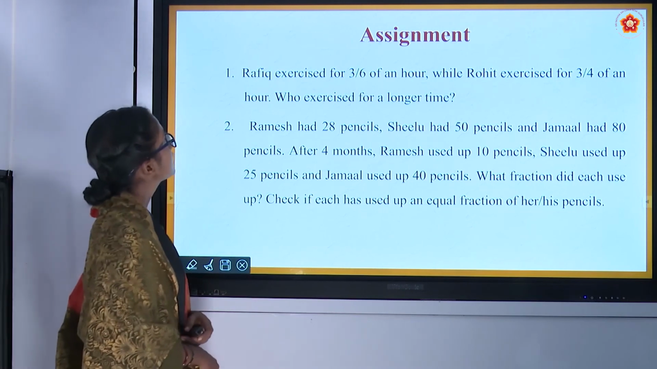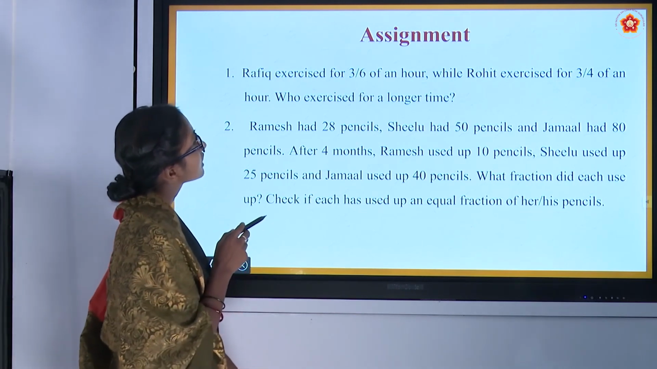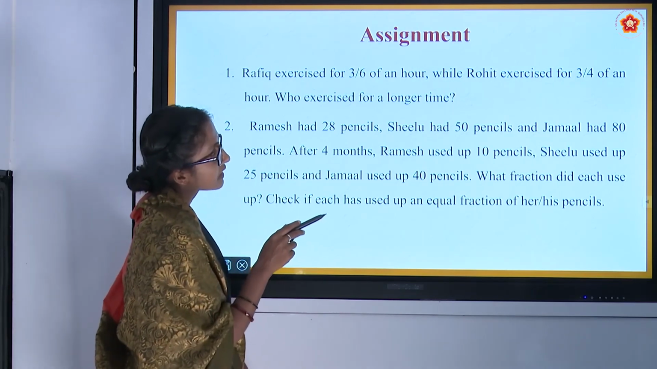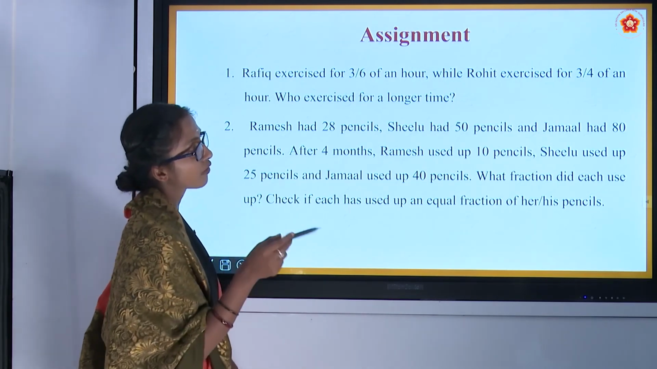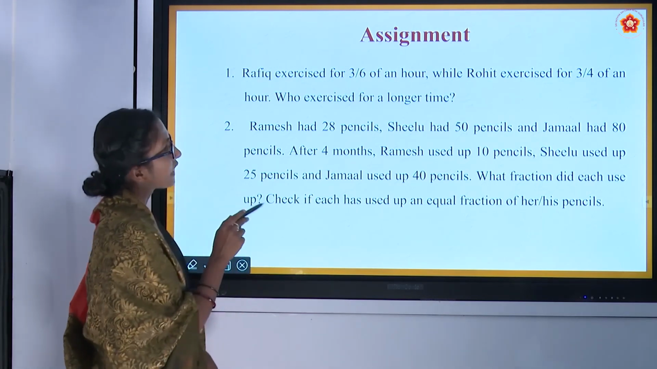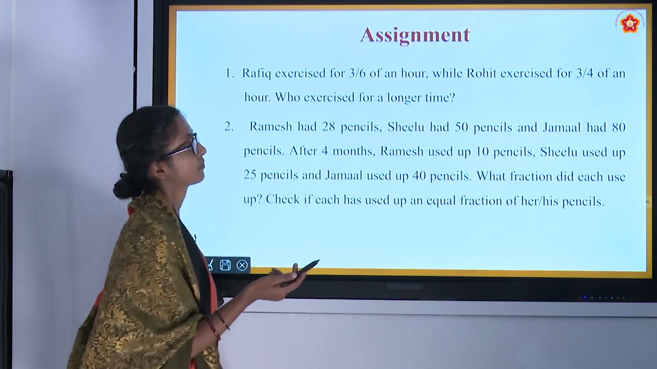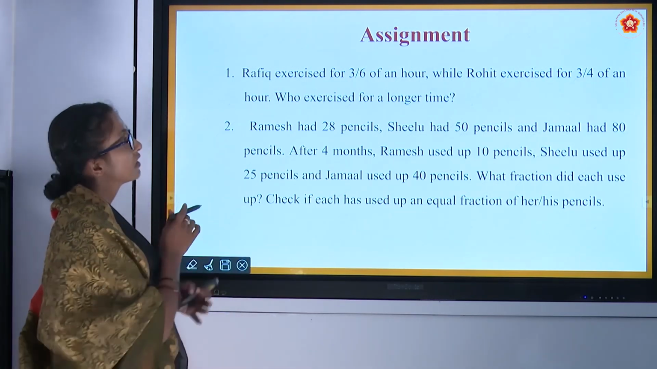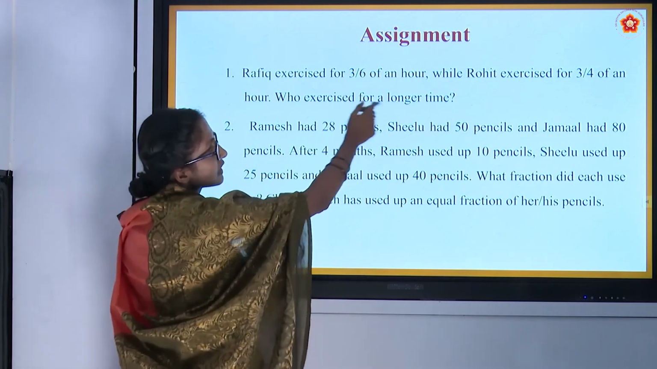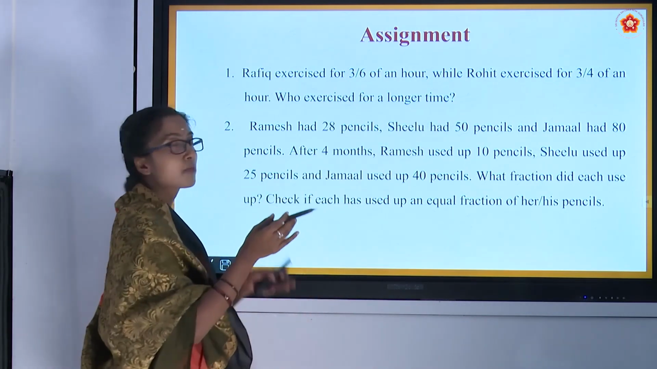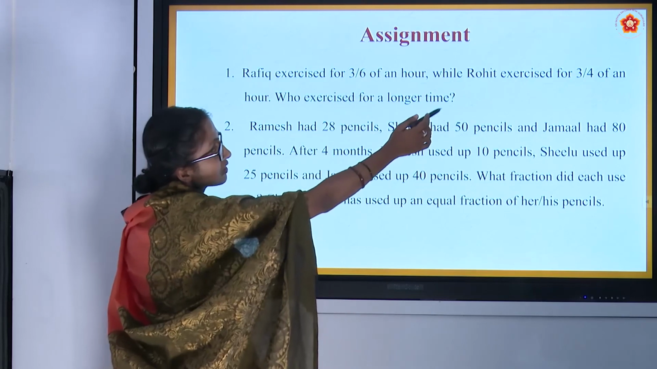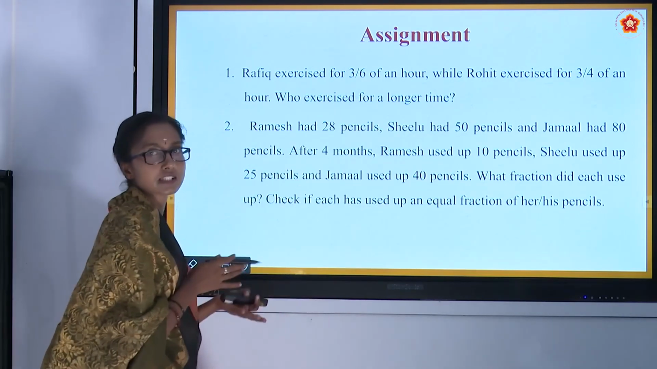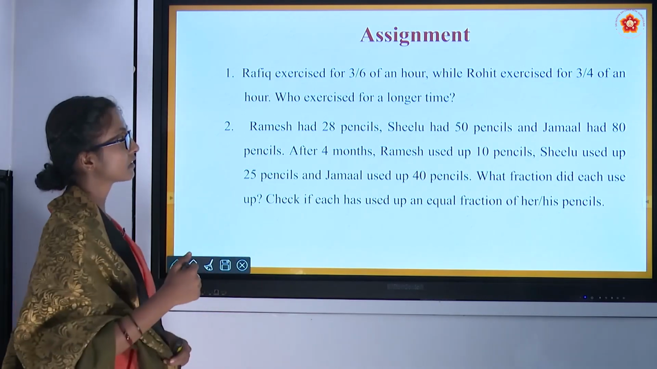Let's go to the assignment. Rafiq exercised for 3 by 6th of an hour, while Rohit exercised for 3 by 4th of an hour. Who exercised for a longer time? They have given the fraction of each hour. They have divided it into 6 and 4 parts. Among that, 3 by 6th and 3 by 4th, Rafiq and Rohit respectively have exercised. Who exercised for a longer time?